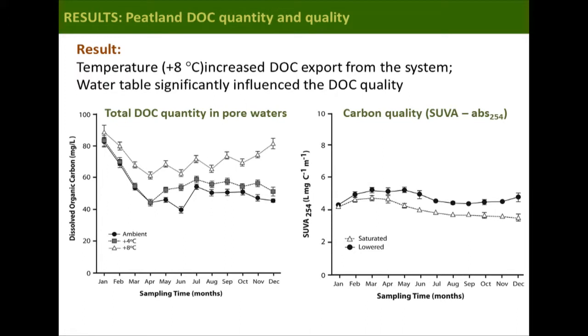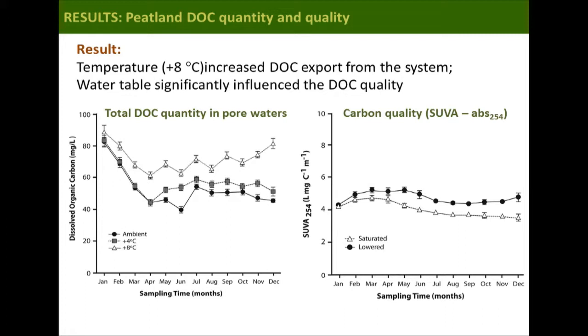When we look at the actual carbon in the system, this is dissolved organic carbon coming out in pore waters that we collected as leachate. Again, when we look at the total amount of carbon coming out of the system, it's related to that temperature treatment, and in particular the +8 degrees above ambient.